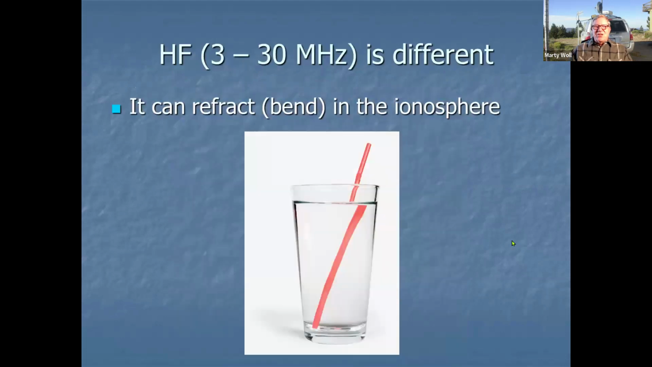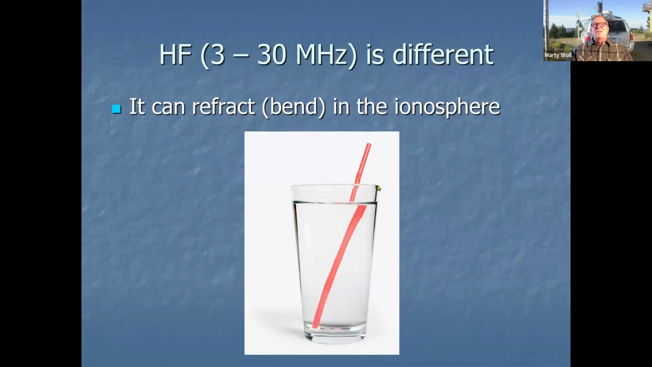Okay, let's talk about HF. HF is a totally different animal. Because the wavelengths are longer, they don't bounce off buildings very well or water tanks or anything else. But when they hit the ionosphere, specifically the F layer, they can bend. And what you see here is an example of refraction. You've probably seen this plenty before.